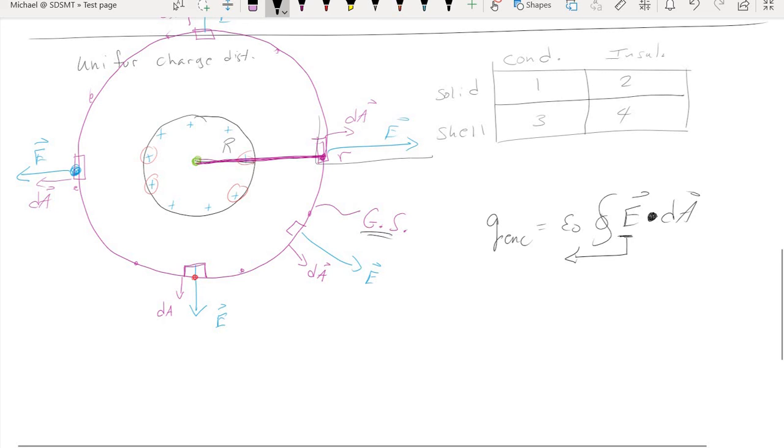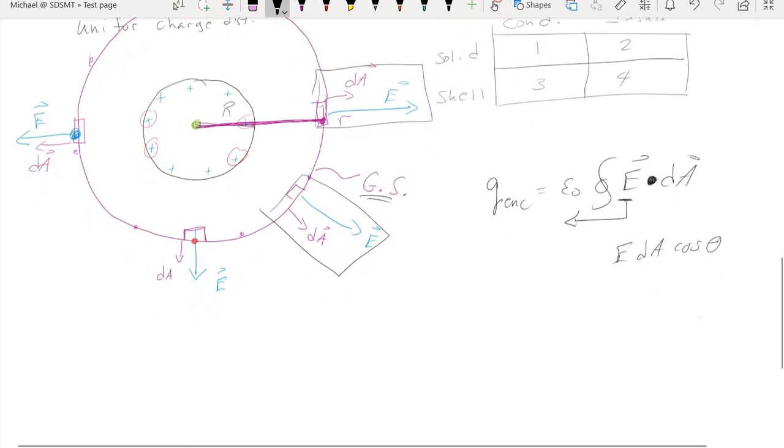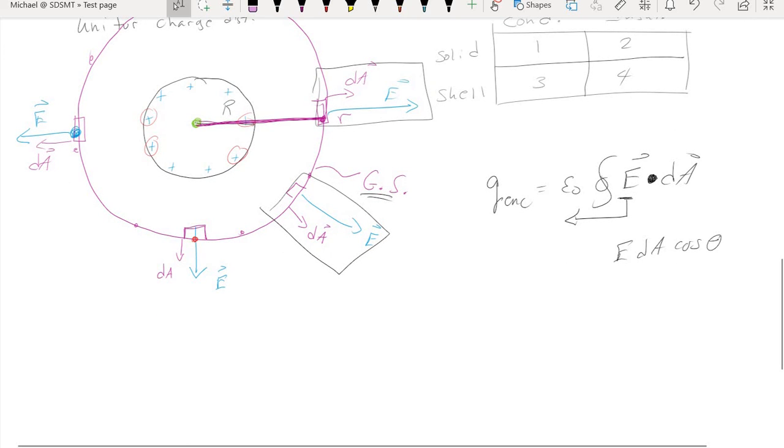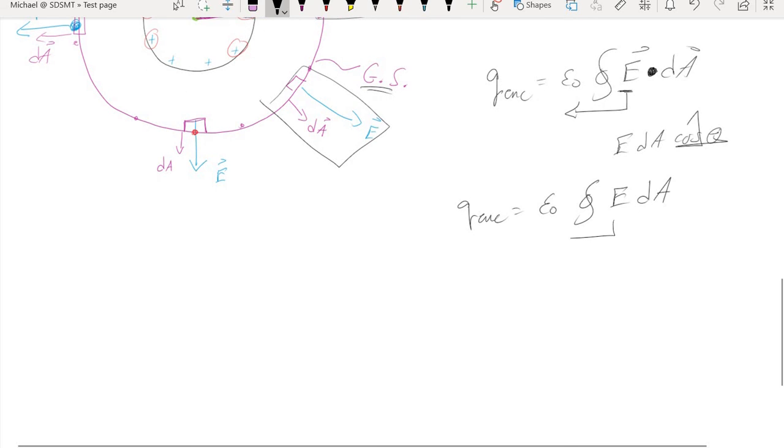Well, no matter where we look, our electric field and our surface area are once again running parallel to each other. That dot product is hiding a cosine relationship. Since we have an angle of 0 between our vectors, cosine of 0 evaluates to a 1. Now we've lost the dot product. Now we can bring our electric field out to the front.